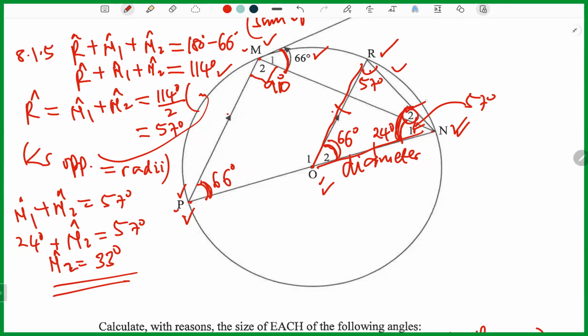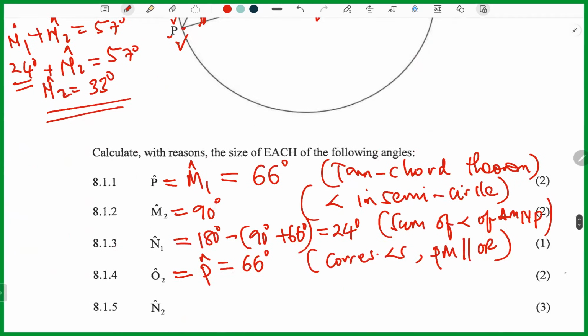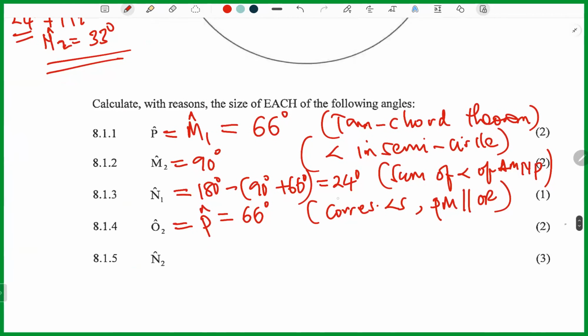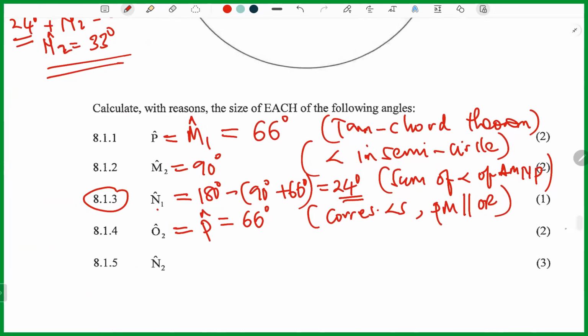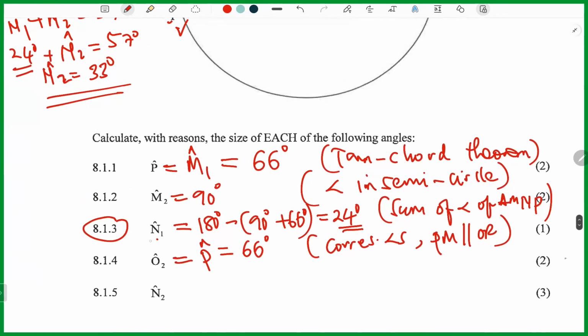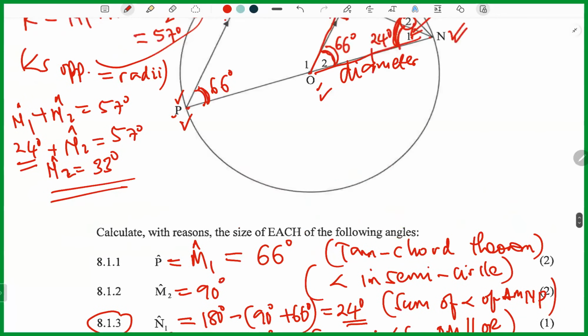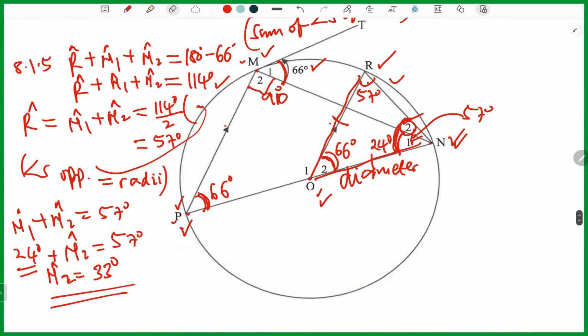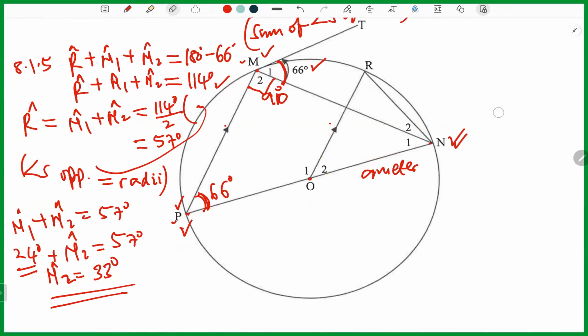So how did you get to 24 degrees? That's a good question. We got the 24 degrees in one question above, in question 8.1.3 here. How did we get the size of the angle N1? Because in 8.1.3, we had to find the size of the angle N1. So we were facing this situation, did not know anything, and we looked at this shape, and we're supposed to find the size of the angle N1.